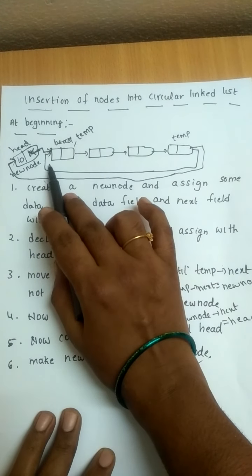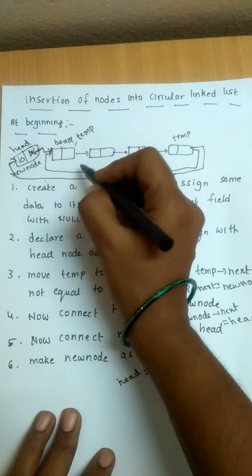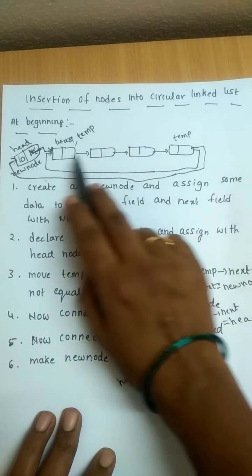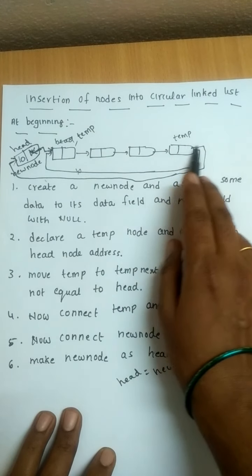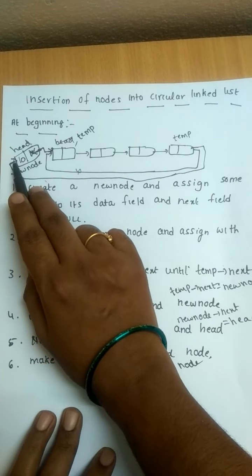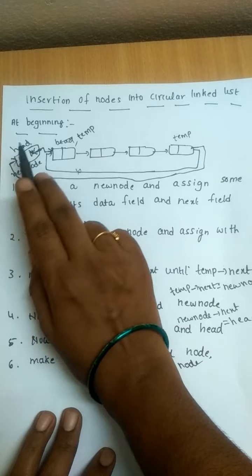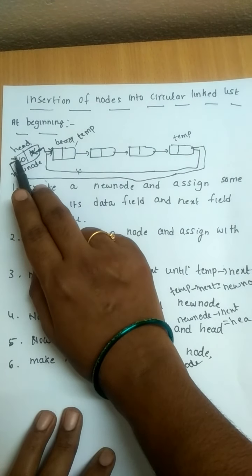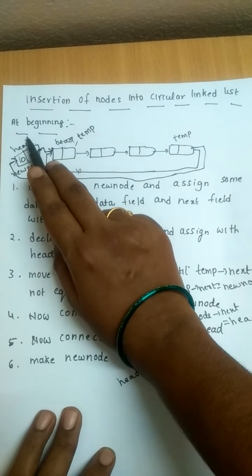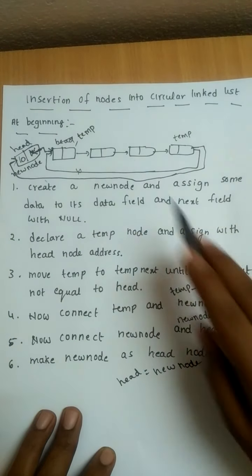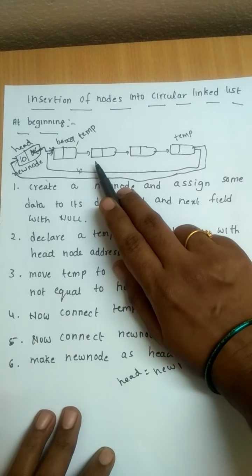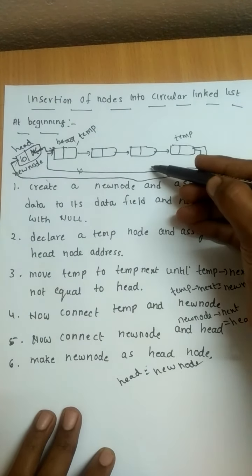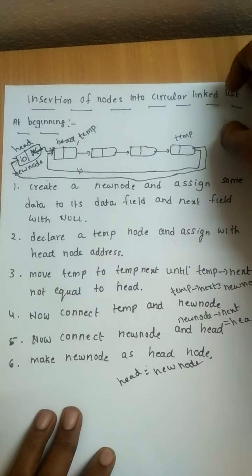Okay. See whether it is satisfying the circular linked list property or not. In a circular linked list, the last node's address part contains the address of the head node. See here, temp is the last node and it contains the head node address. This is how it satisfies the circular linked list property. This is the algorithm to insert a node at the beginning.